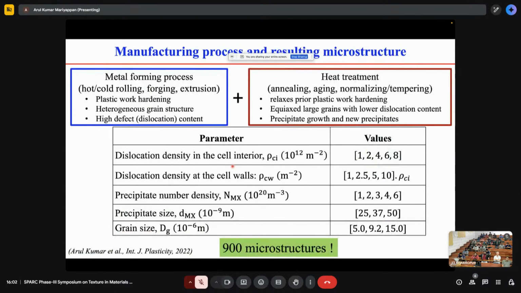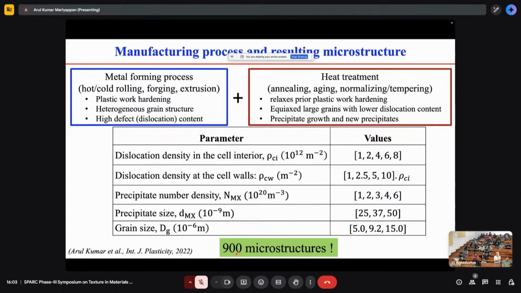One more application I just thought of. How can we use this framework to optimize the manufacturing process and quantify the final response? Very often in real time, the materials we have undergo a metal forming process followed by heat treatment. We may have hot or cold rolling, forging, or extrusion, followed by annealing, aging, or normalizing at a temperature. So we have used our framework to simulate the metal forming process as well as the heat treatment. By doing that, I have generated 900 different processing routes.